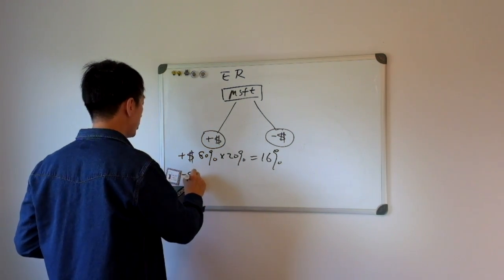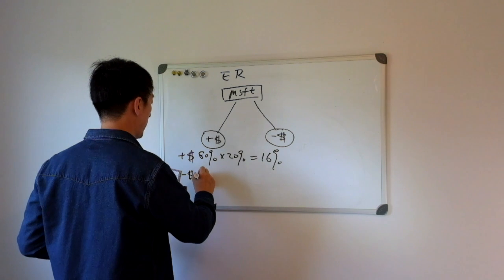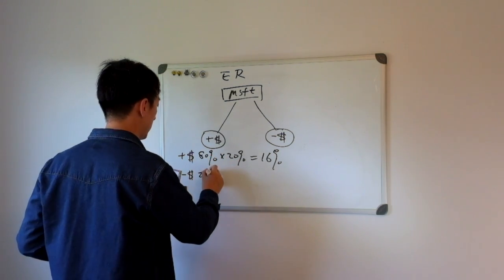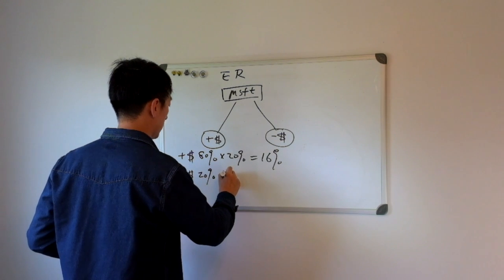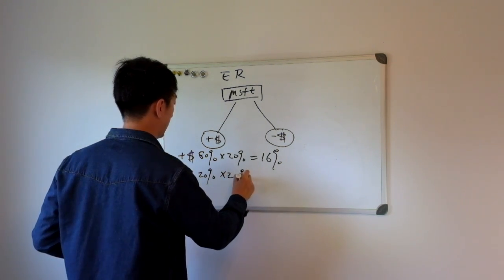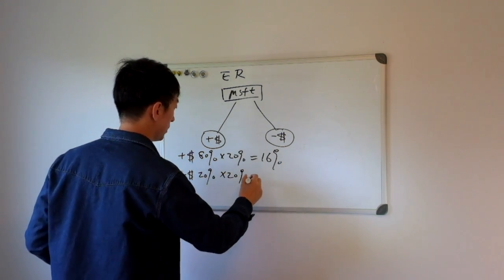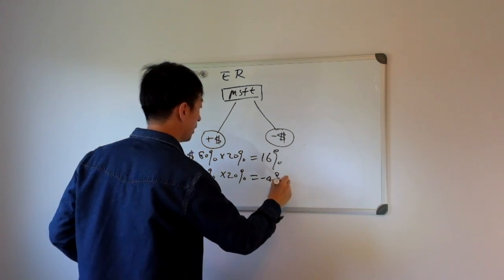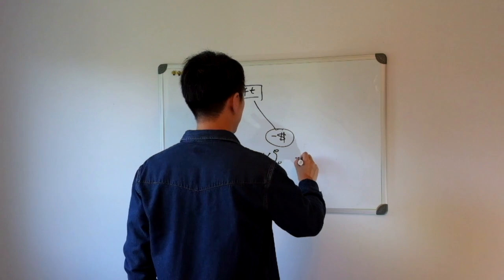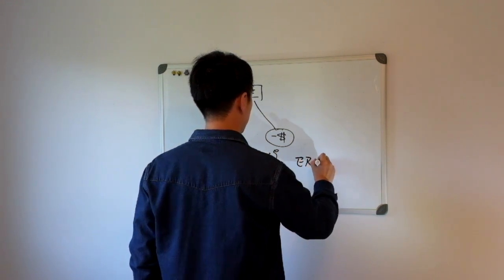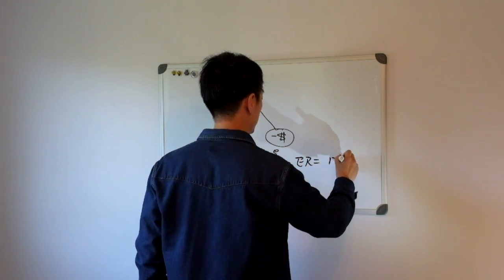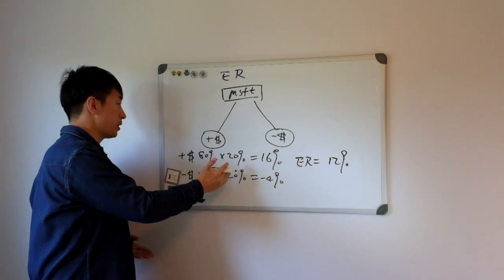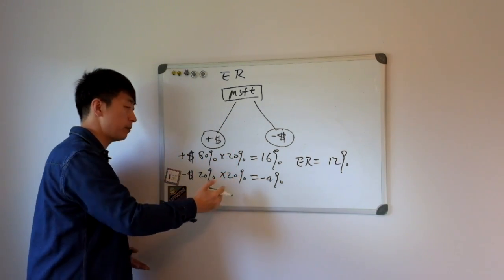And on the downside, so let's say we have a 20% chance, since 80% plus 20% must be 100%, of losing 20%. So now we have -4. So the expected return in this case is 12%. Now you may ask, how do you know it's 80%, 20%, and 20%, 20%?